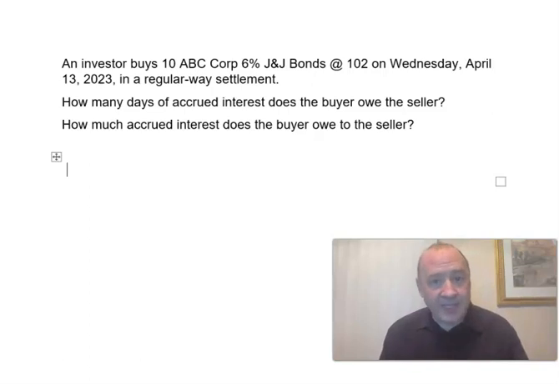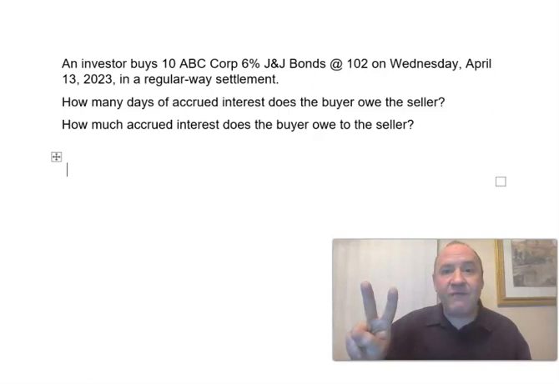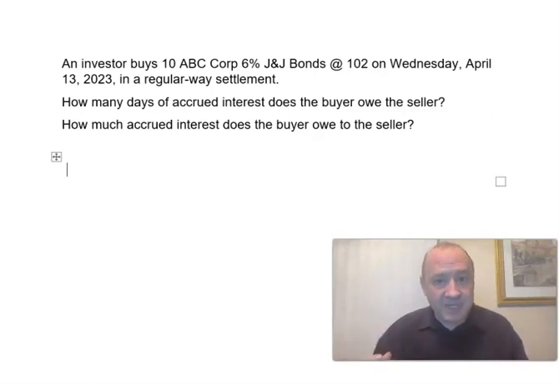Now remember, regular way settlement for corporate bond trades is 2 business days after the trade date. The settlement date is the day that the buyer takes possession. So if someone bought it on Wednesday, April 13th, we'll count 2 business days, Thursday and Friday the 15th. So the buyer takes possession, the buyer owns the bond as of Friday, April 15th.